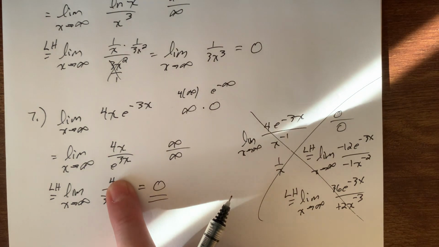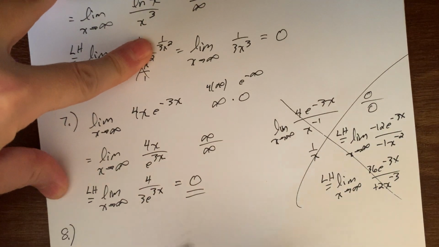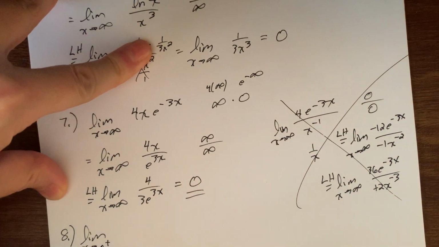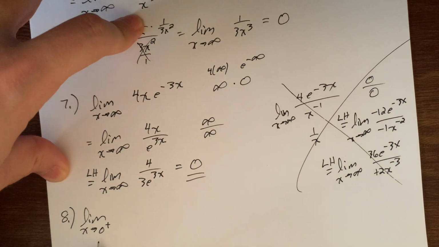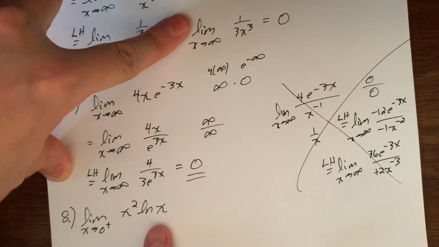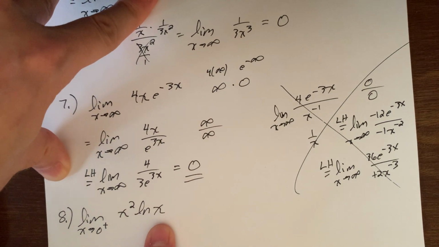Okay, one more like this. Let's look at number 8. Let's look at the limit. I have x approaches 0 from the right here. I'll show you why I need that in just a moment. And it's because of this. My function is x squared log x.